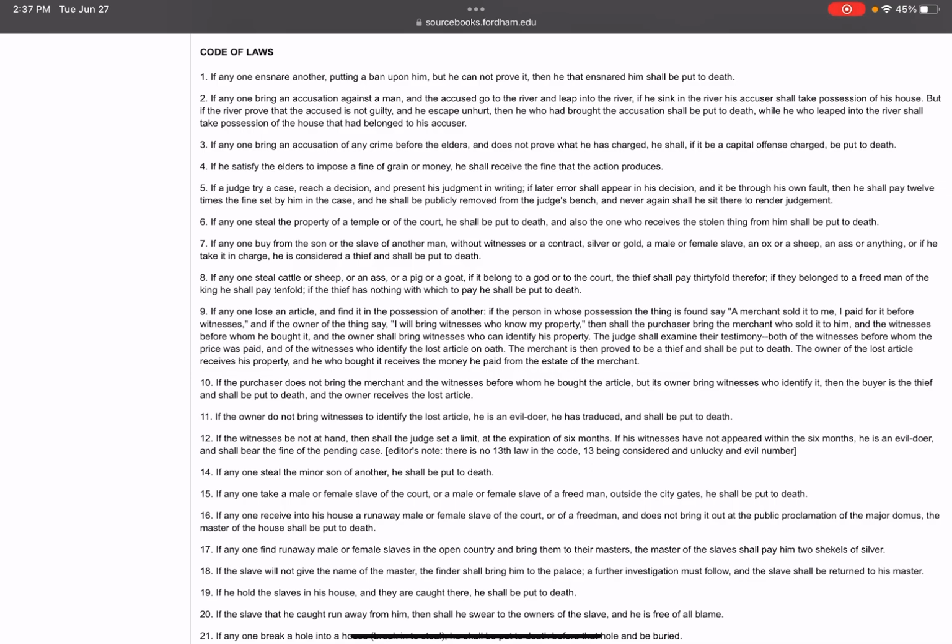And we can see that protection of property and status in a lot of these other laws. Look at number 6. If anyone steal the property of a temple or of the court, both very powerful, privileged institutions, he shall be put to death.